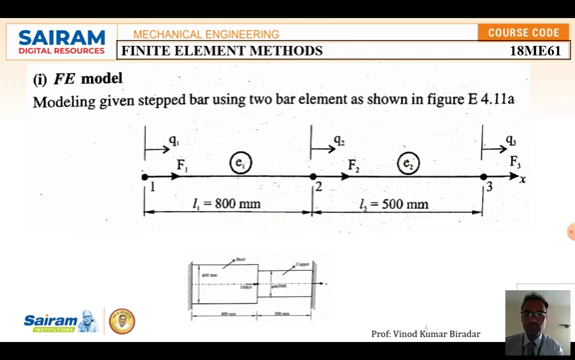So forces are F1, F2, F3. F1 will become 0 and U1 will become 0 because it is a fixed node, and similarly U3 and F3 will become 0 because it is fixed. The force acting is 100 kilonewton, and the length of the first element is 800 and the length of the second element is 500. Q1 stands for displacement at node number 1, Q2 stands for displacement at node number 2, and Q3 stands for displacement at node number 3.